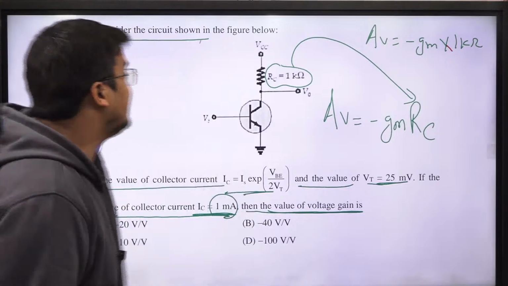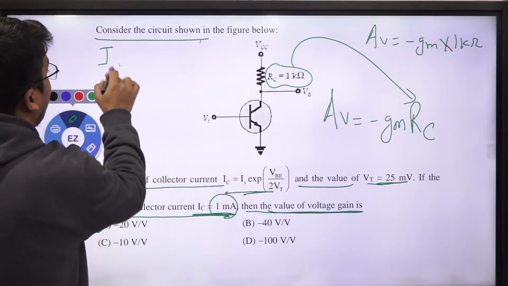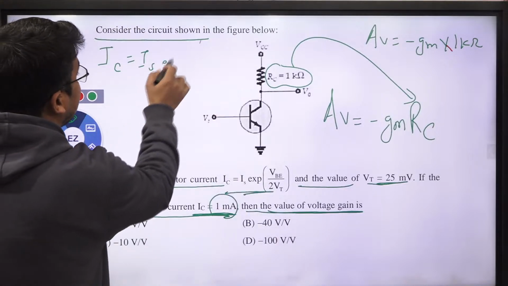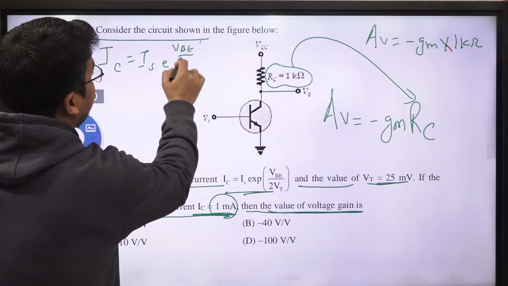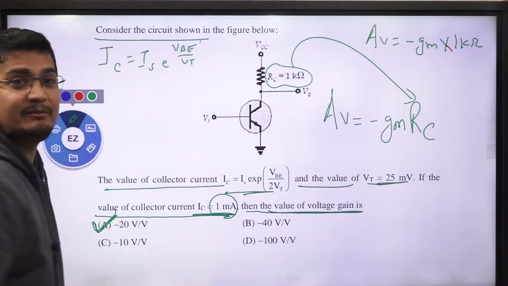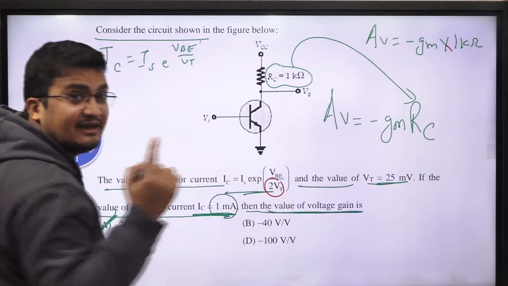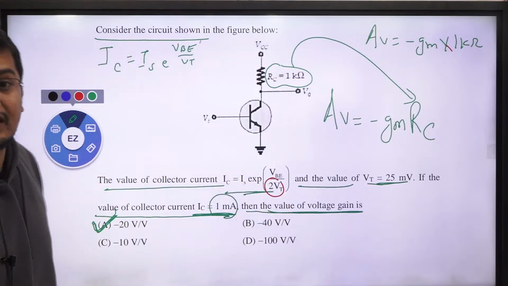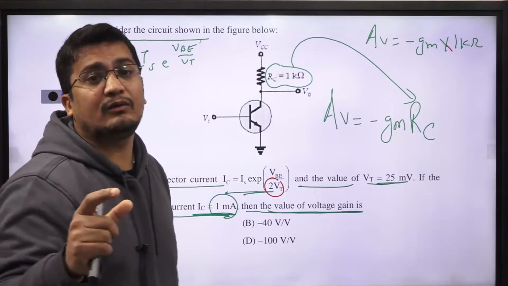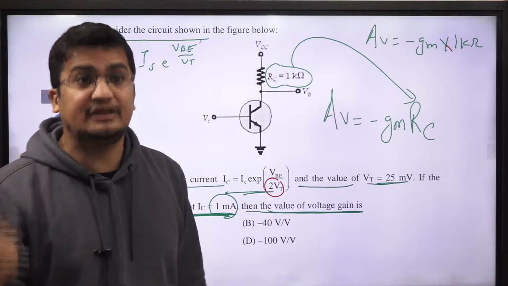So let me correct you. That transconductance is when IC is equal to ISE raised to power VBE upon VT. That is the small trick the examiner played here. You can see he had mentioned it twice of VT. Is it clear? That's what I'm telling you people. The questions are mixed. They are very straightforward questions, tricky questions, and lengthy questions also.